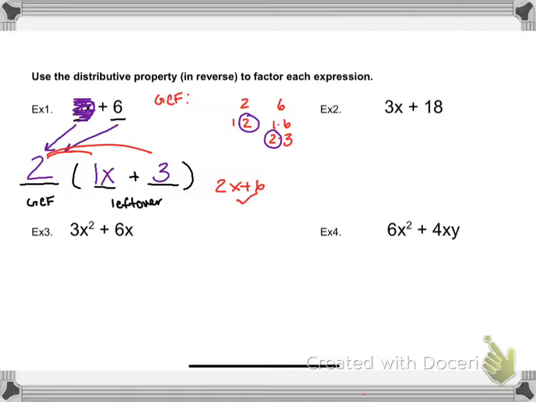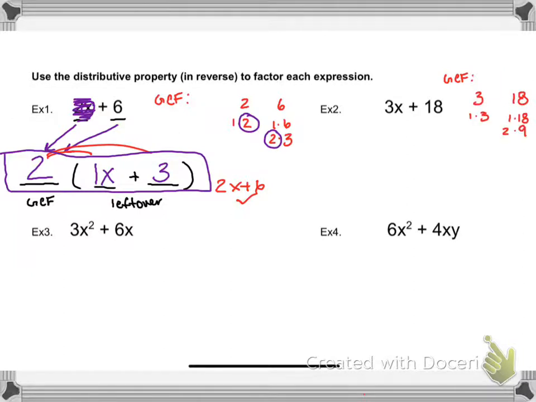Now I need to start always by finding my GCF. So my GCF, again, if you just see it, that's awesome. If not, use your factor pairs. Factors of 3 are 1 times 3. Factors of 18 are 1 times 18, 2 times 9, and 3 times 6. The biggest number on both lists is going to be 3. They do not both have x's. They don't have that in common. So my greatest common factor is just 3.